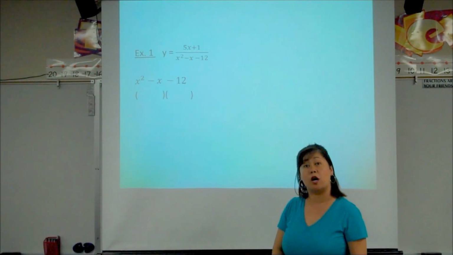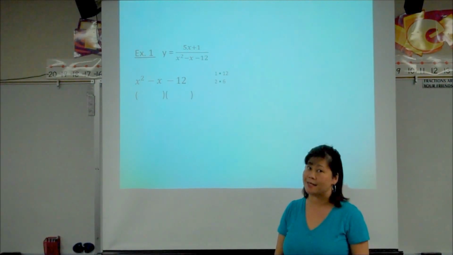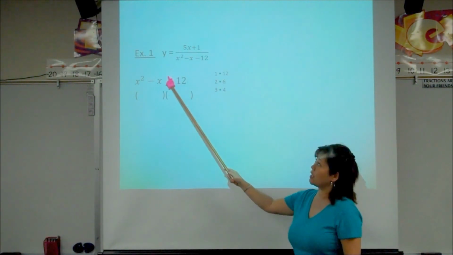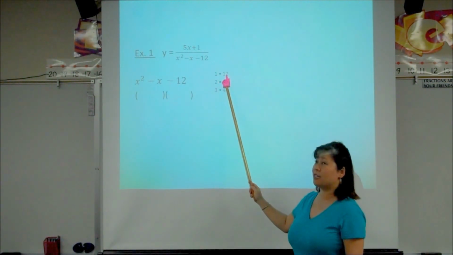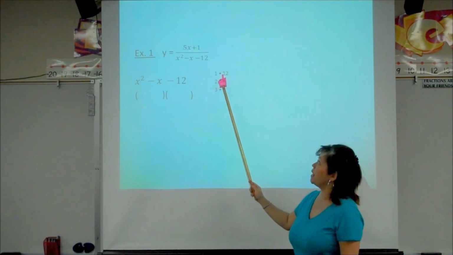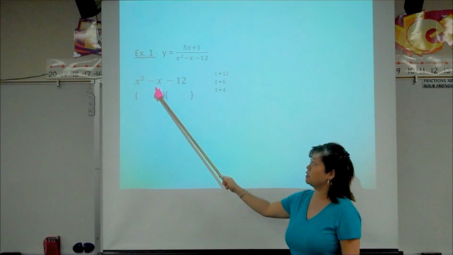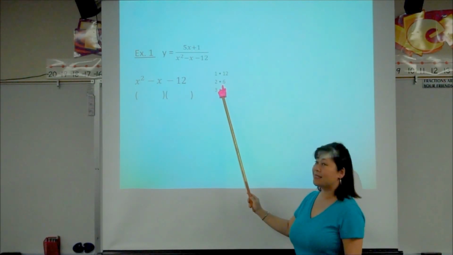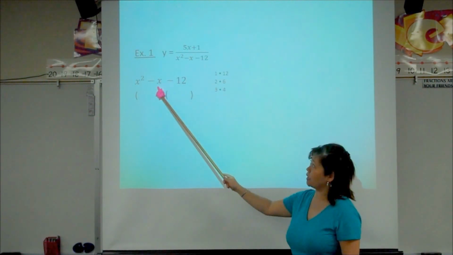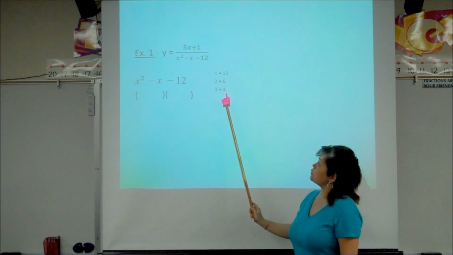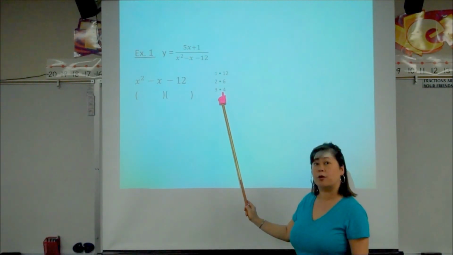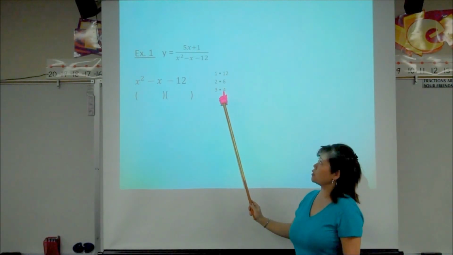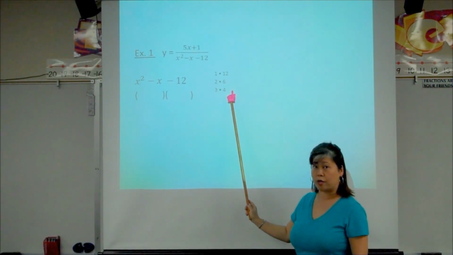So multiples of 12 are 1 and 12, 2 and 6, and also 3 and 4. If I add or subtract these numbers, I need to get a negative 1. So 1 plus 12 gives me 13. That's too big. 1 minus 12 gives me negative 11. Still not what I want. 2 plus 6 gives us 8. 2 minus 6 gives us negative 4. Still not what I need. And then 3 plus 4 is 7, and 3 minus 4 is negative 1, which is what I need. So the 3 and 4 combination works for us. Again, positive 3 minus 4 gives us negative 1.